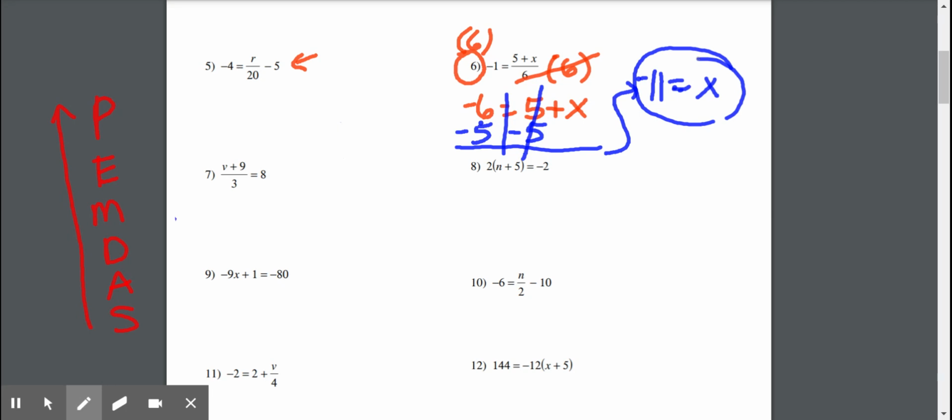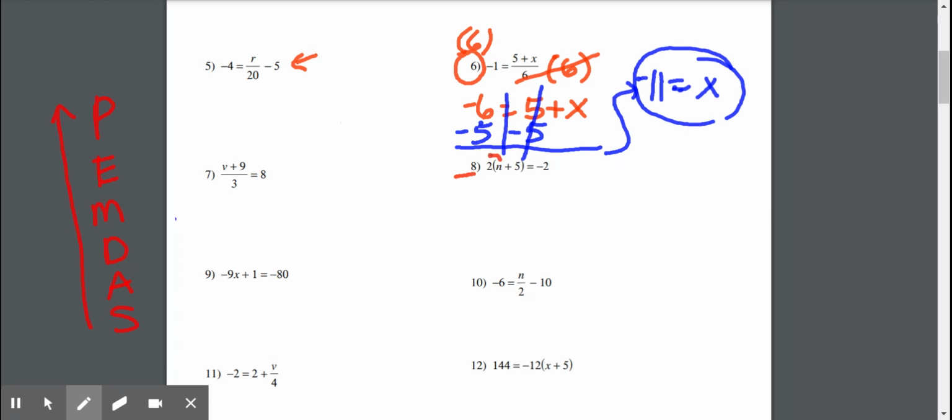All right, and the last one that I'm going to show you in this video is a problem like here in number 8, where we have parentheses and there's no division. There's a couple ways that you can do this. You can either start by dividing by 2, getting rid of the 2 in the front by dividing it on both sides, or how I like to start it is just distribute.